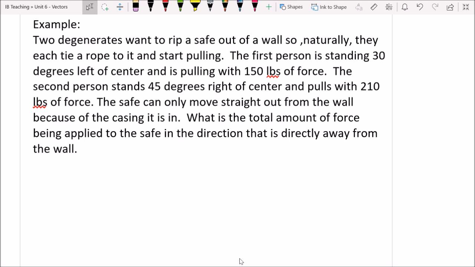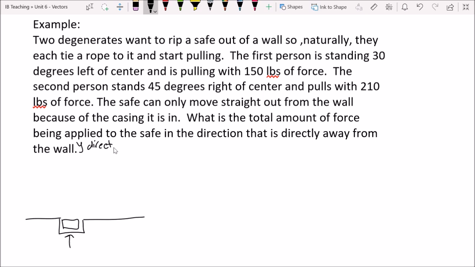No, there's nothing here that says so. But it's not asking about right, left, up, or down. It's asking about the direction that's away from the wall. So what I'm going to do, and it's just one way of doing it, I'm going to say the wall goes like this, and there's the safe. And so the safe is going to end up moving away from the wall. So like there's a little safe in here, and it's being pulled on, and we want it to go out. So that means the direction away from the wall, that is the y direction, with the way I've drawn this.